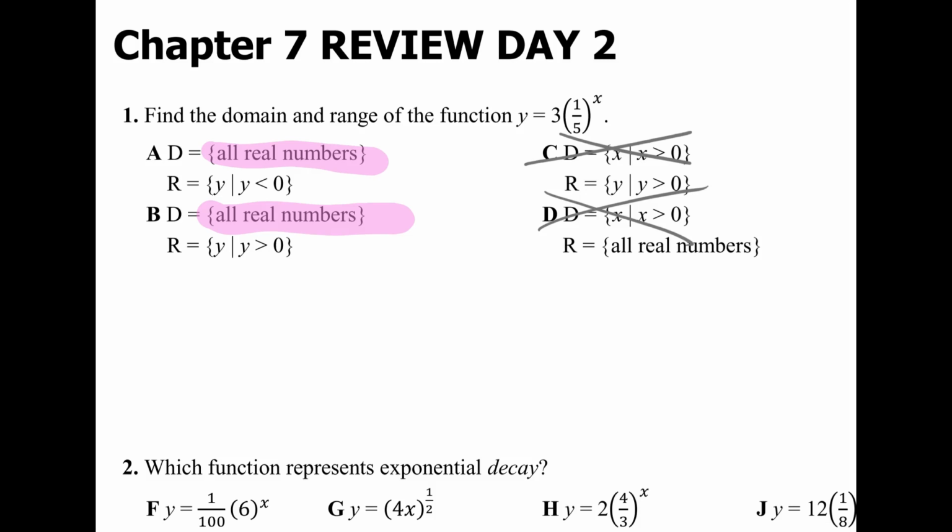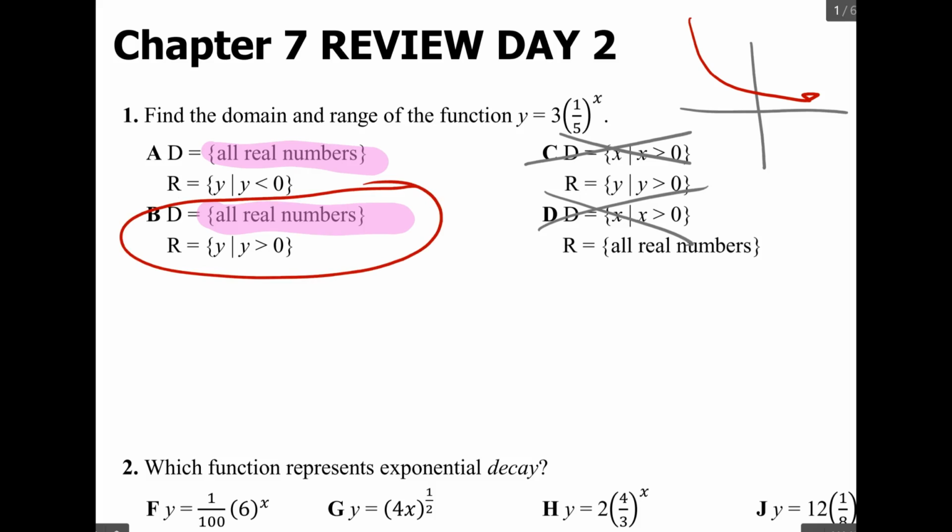Now we have to think about y. Is this going to be above or below the asymptote? Roughly, what will this look like if I graph it? 1/5 to the x power is decay, so it's going to look like that. But notice we are above the x-axis, so it's going to be b because y is greater than 0. Notice my asymptote is at the x-axis.